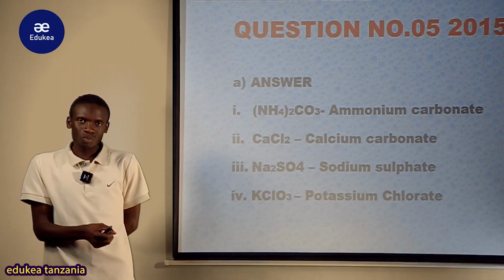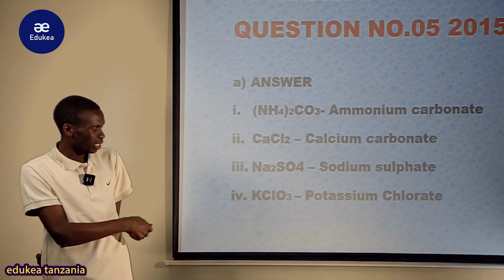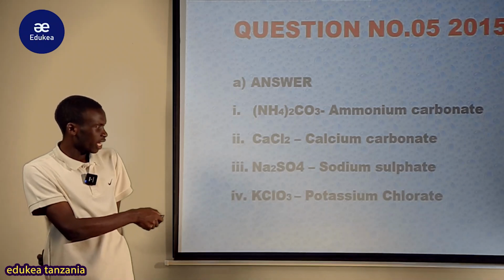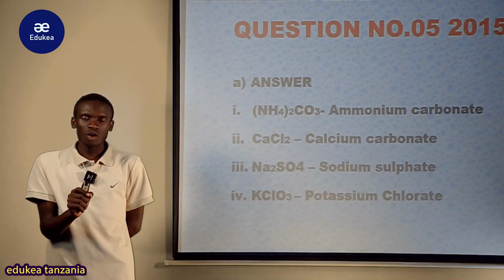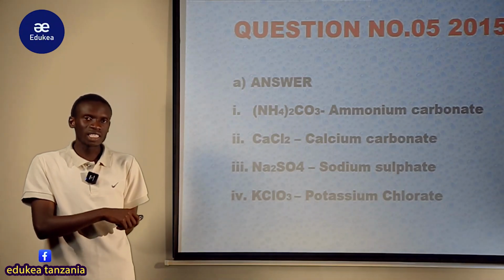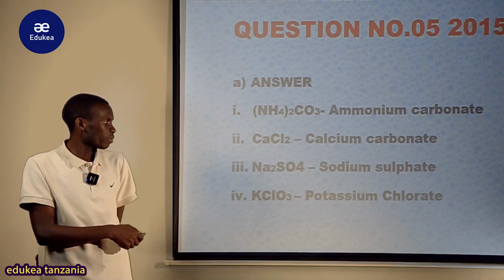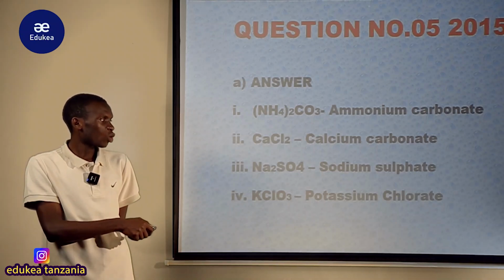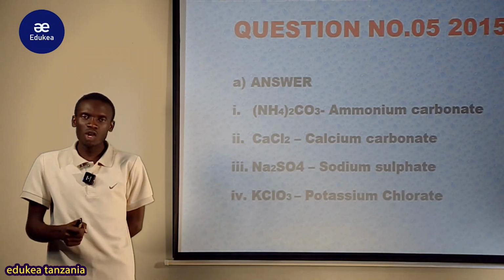Hapa sasa mwanafunzi inabidi ujue kabisa hapa, hii ni potassium ambayo itakuwa ndo cation, lakini hii yote ni anion ambayo inaitwa chlorate. Chlorate inaandikwa ClO3 afu na negative juu, hiyo ni chlorate. Then the name will be potassium chlorate. This will be the name of this compound, potassium chlorate.